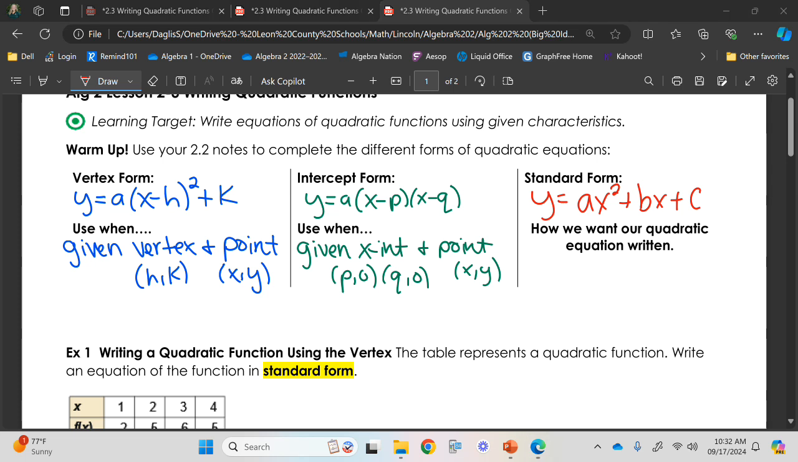Okay? Once you find your a, then you'll be able to replace a, h, and k. Those get replaced with numbers. And then intercept form will replace a, p, and q with their values. We will always start with one of these, and then typically they ask us to write it in standard form. So we'll start here, and then we'll rewrite it probably by foiling or multiplying to get to standard form.